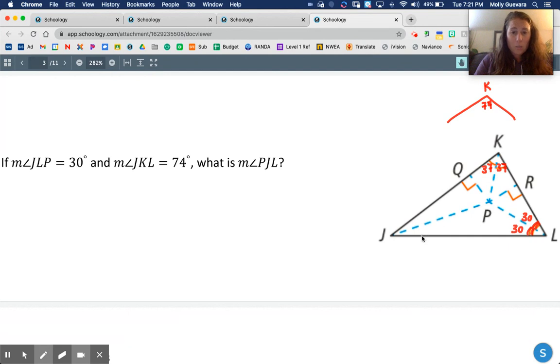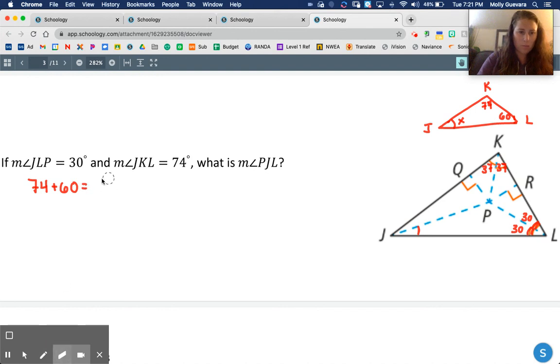And then the question is, what is the measure of P? So where am I? P to J to L. So I'm looking for this guy right here. So again, if I draw this triangle out, and here's L, K is 74, L is 60, right? Because 30 and 30. So I want to find this guy, J. What is J? So we can do 74 plus 60 plus X equals 180.